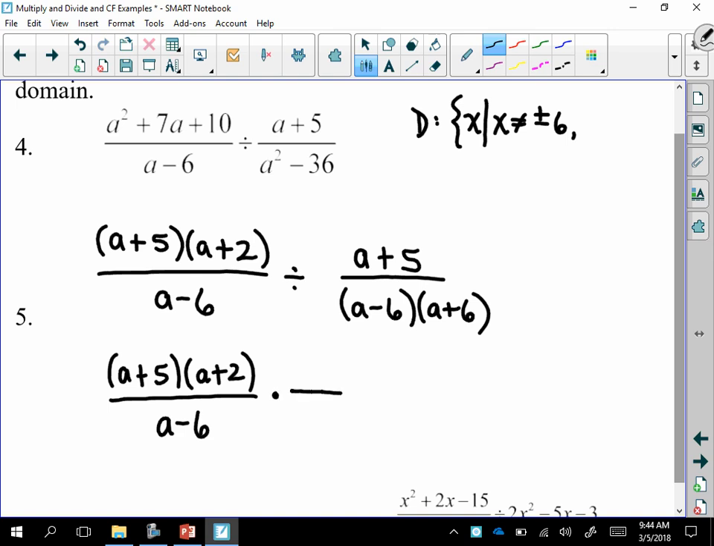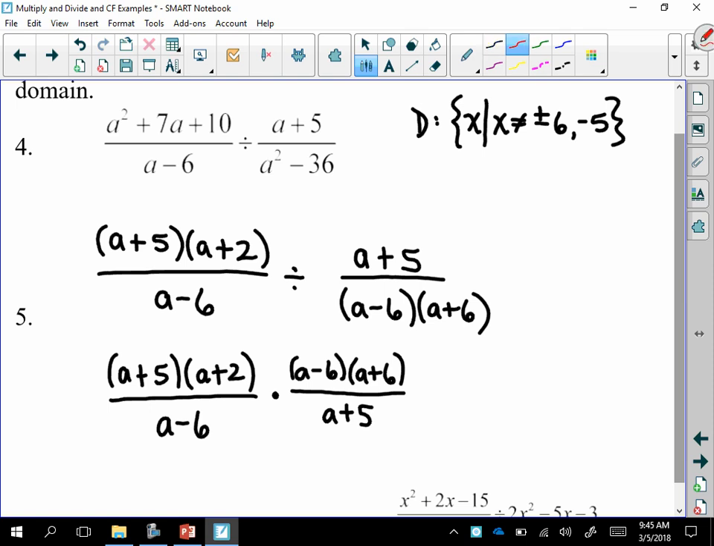I'm going to multiply by the reciprocal. Now you'll notice that a plus 5, that was not in a denominator, now it is. So what else has to be excluded from our domain? Negative 5. So you got to be careful with the division problems to ensure that you identify the domain before you flip and again after in case anything is added to that domain.